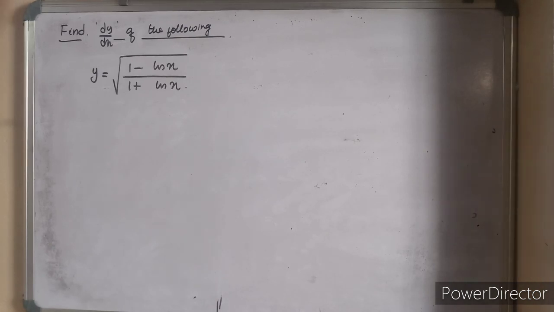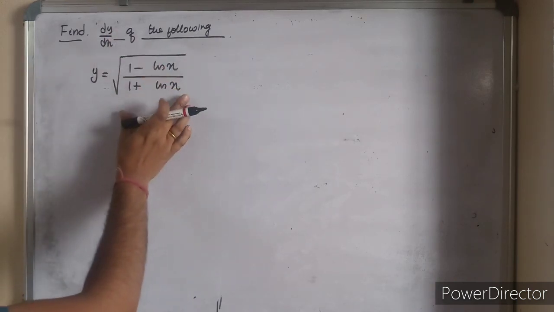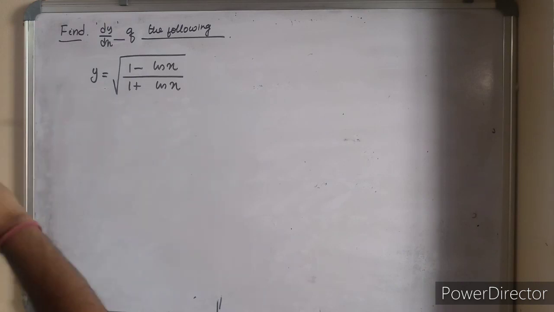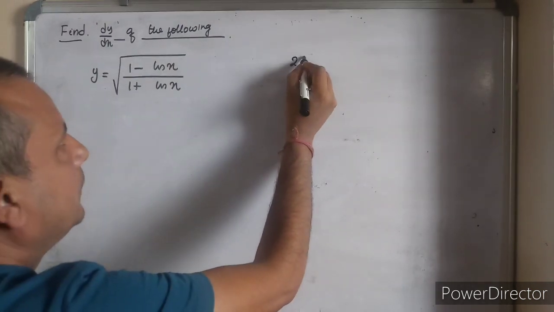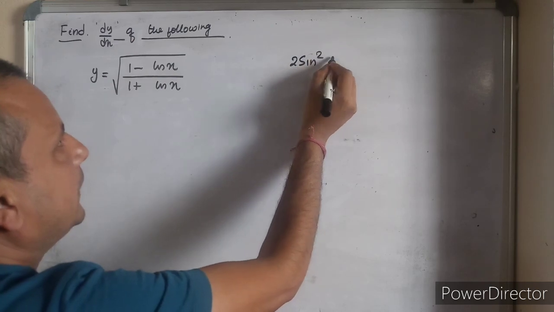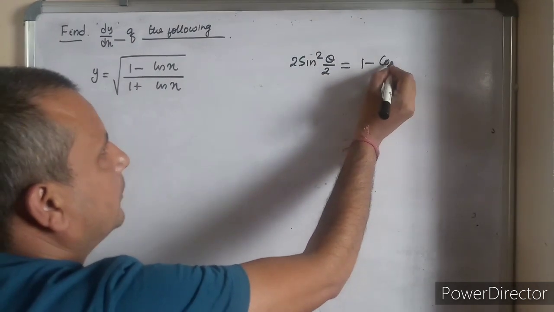Now this question is based on class 11 trigonometry. We cannot directly differentiate. If I directly differentiate this function, it will be too lengthy. But if you use the class 11 formula, it will be easy. Submultiple angle formula: 2 sine square theta by 2 is equal to 1 minus cos theta.